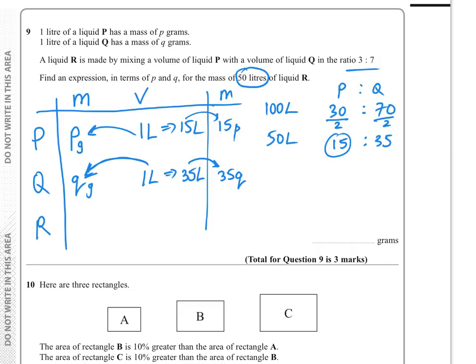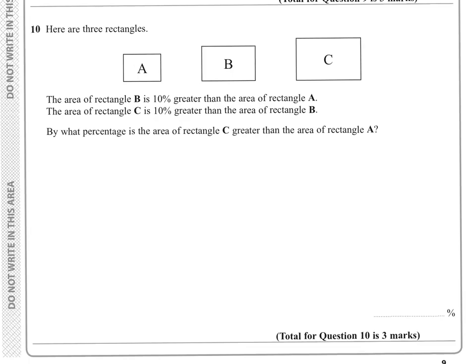So it looks as though the total mass of those 50 litres would just be 15p grams plus 35q grams. So you don't have to write the g here and here, because the actual unit of measurement is given there in terms of grams. So 15p plus 35q should be absolutely fine.